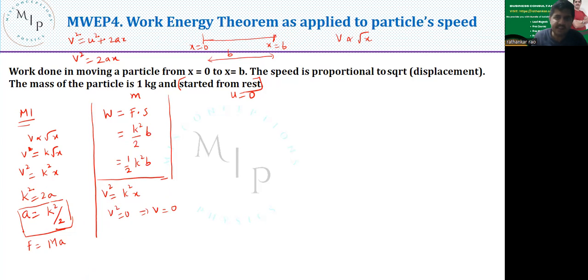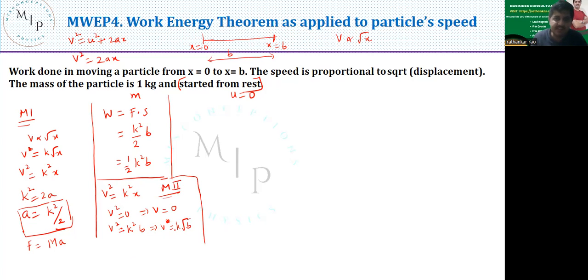Then what is the velocity at x equal to b? Substitute x equal to b here. Thus you get v square equal to k square into b. This implies v square is equal to b k square, so v should be equal to k root b. That's what we have. Wow, very easy, right? This is my second method. So I have just substituted these two.